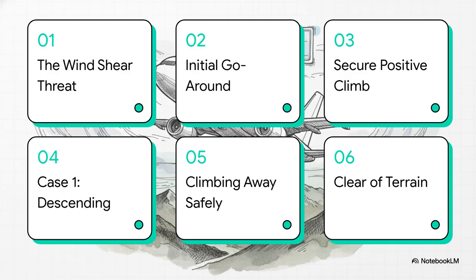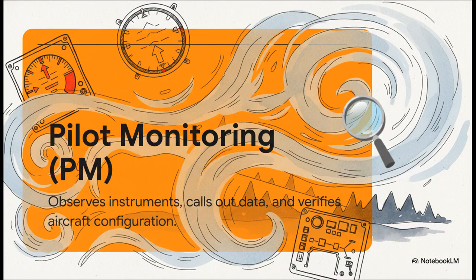Here's our roadmap for the procedure. 1. The wind shear threat. 2. Initial go-around actions. 3. Securing positive climb. 4. Case 1, which is when you're still descending. 5. Climbing away safely. And 6. Clear of terrain actions.